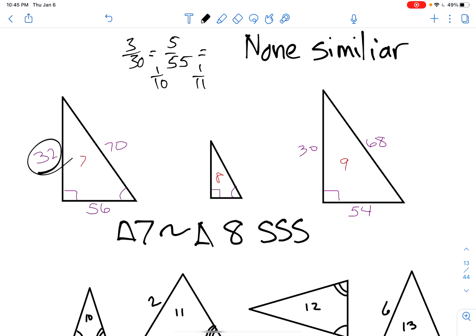And notice that 32 to 30 is not the same as 70 to 68. When you divide those out, those are not going to be the same. So it's going to be triangle 7 and triangle 8 by side, side, side.